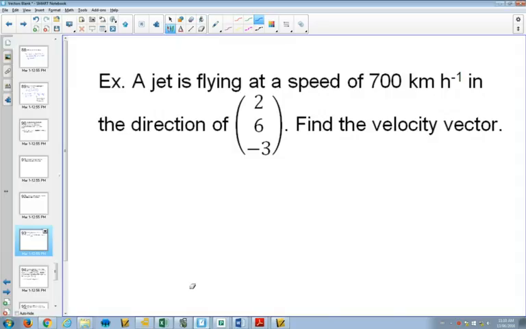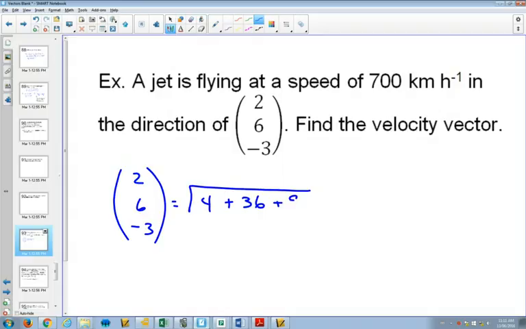Thank you. So we have a jet flying at a speed of 700 kilometers per hour, and it's going in the direction of 2, 6, negative 3. So what we know is our velocity vector has to be in the same direction as this. But the problem is with 2, 6, negative 3, if we calculate the length of this, a squared plus b squared plus c squared, we get that this vector has a length of 7. If it's traveling at a speed of 700 kilometers per hour, our velocity vector has to have a length of 700.